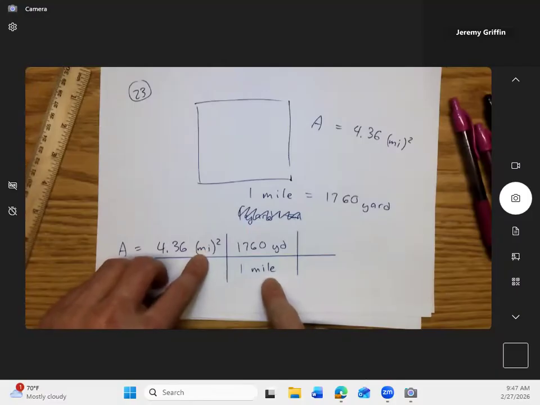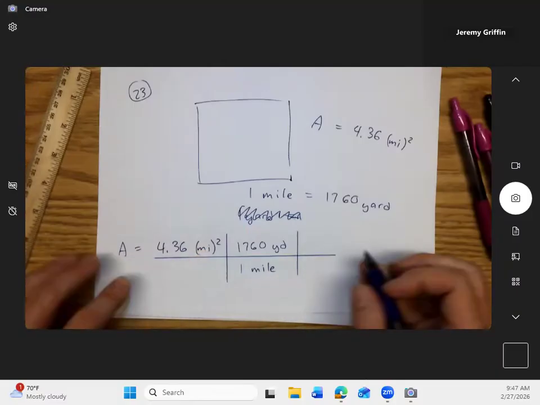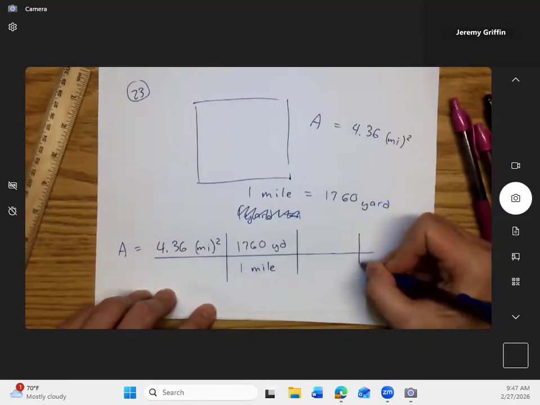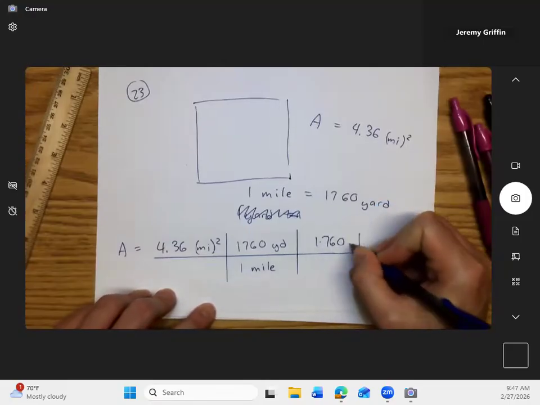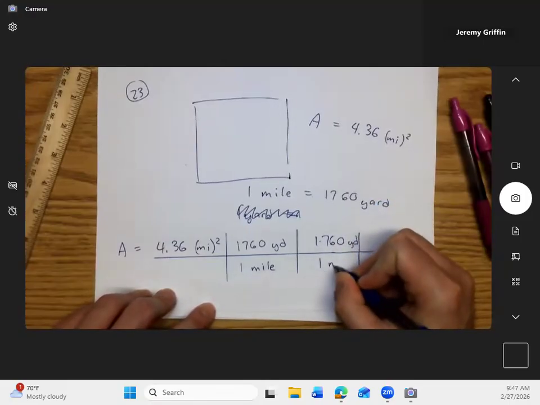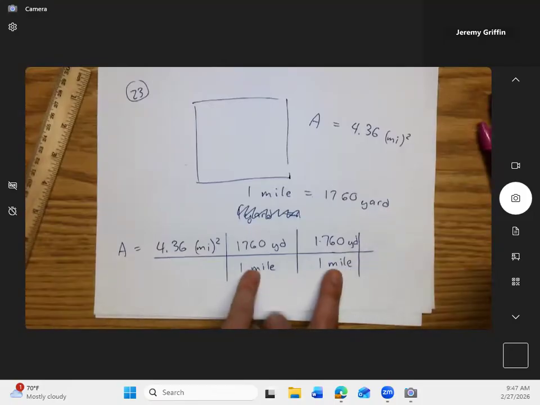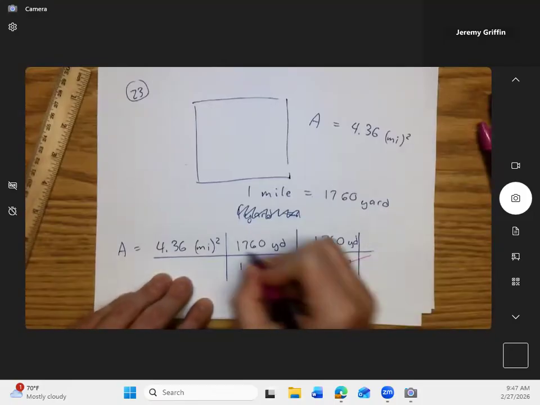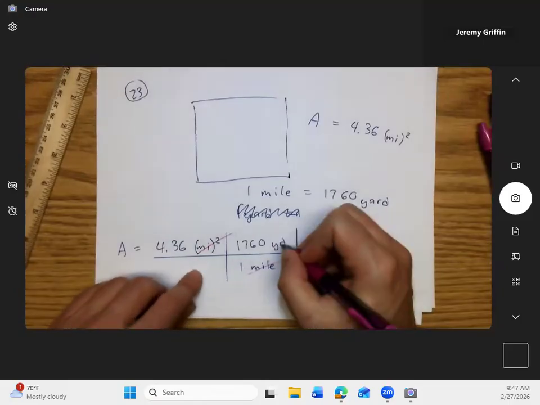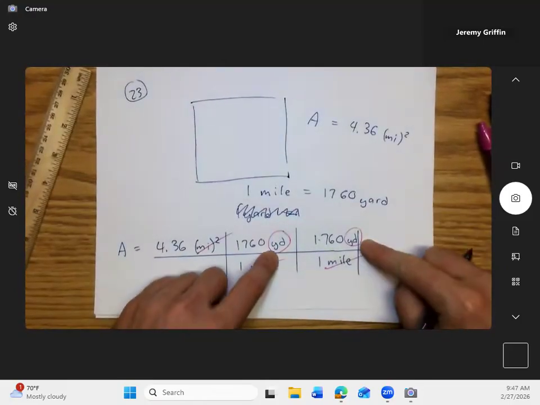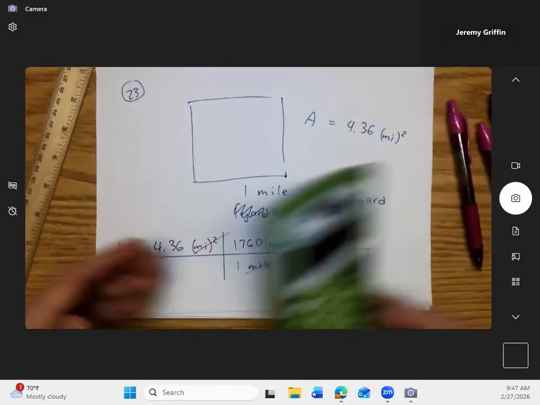I need to somehow cancel the square miles. So can I just do that again? Yeah. So let's do that one more time: 1760 yards per 1 mile. Now we've got miles times miles, which cancels out with square miles. And look at the unit we have left on the board. What's yards times yards? Is that square yards? And the question was how many square yards? So this will be the answer.